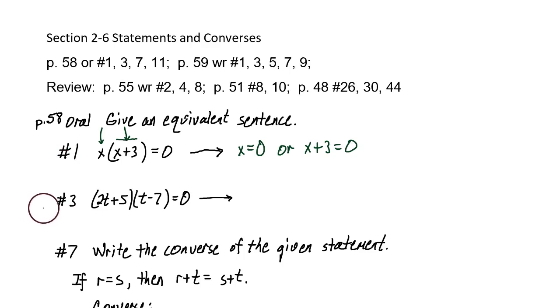For number 3, let's use the same technique. If two factors are multiplied together and the answer is 0, what must be true is that the first factor is 0 or the second factor is 0. That's the only way to multiply two things together and get an answer of 0. So let's write that down as a sentence. The 2t plus 5 has to equal 0, or the t minus 7 has to equal 0.